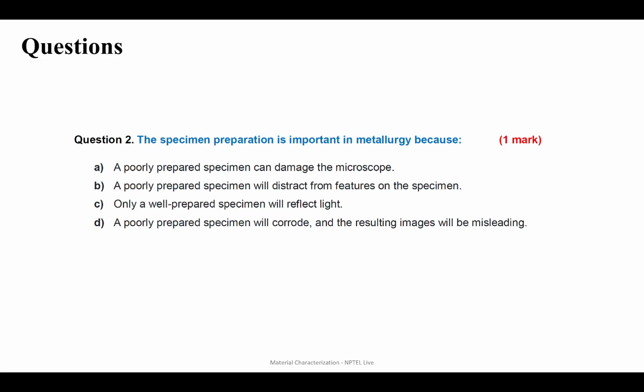Specimen preparation is important in metallurgy because a poorly prepared specimen can damage the microscope. A poorly prepared specimen will distract from features on the specimen. Only a well prepared specimen will reflect light. A poorly prepared specimen will corrode, and the resulting image will be misleading.